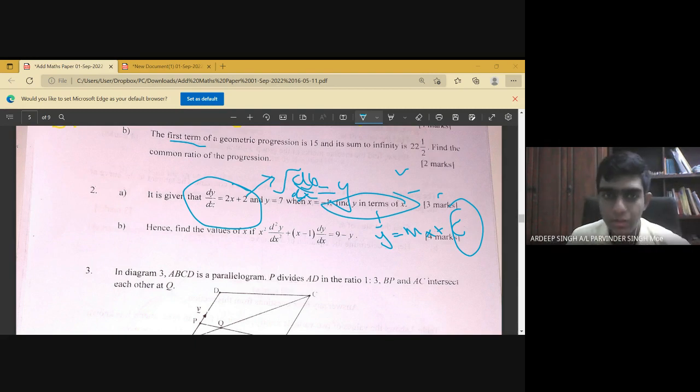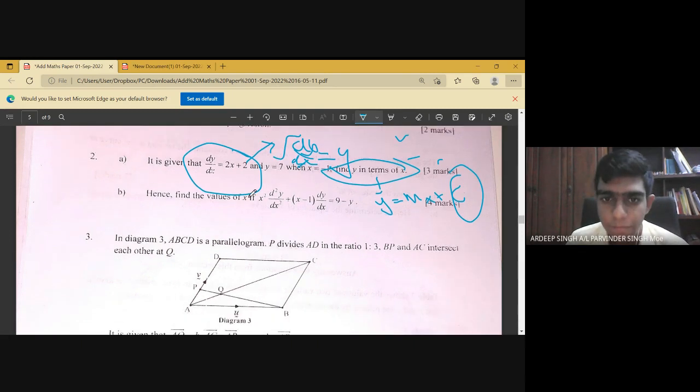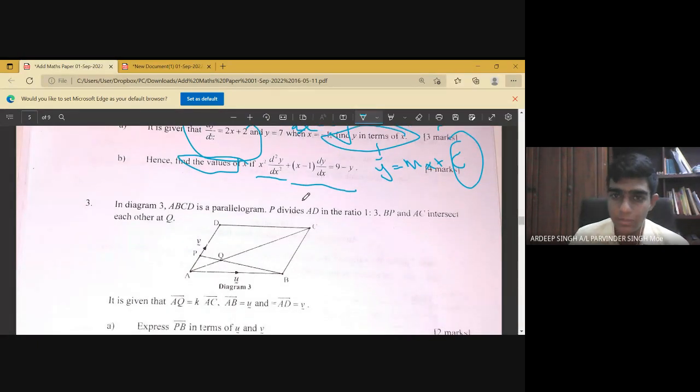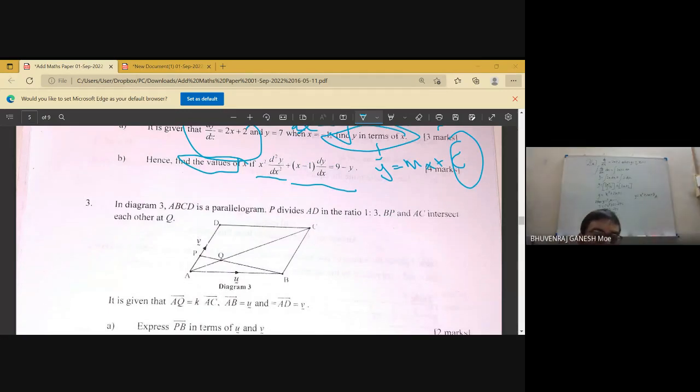Now, let's commence to the next one. When you say find the value of x, if x squared plus dy dx, x minus 1 dy dx is a 9 minus y. Okay. Hey, Dan can wait first, day. All right. Do 2A first, now we finish first. I do my part first.